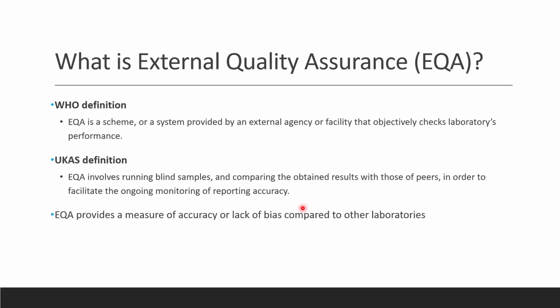Based on the WHO definition, EQA is a scheme which is provided by an external agency that objectively checks laboratories' performance. So we have an external agency checking how our laboratory works. UKAS defines EQA as running blind samples and then comparing these obtained results with the results of our peers in order to facilitate the ongoing monitoring of reporting accuracy. So EQA provides a measure of accuracy or lack of bias compared to the other laboratories.